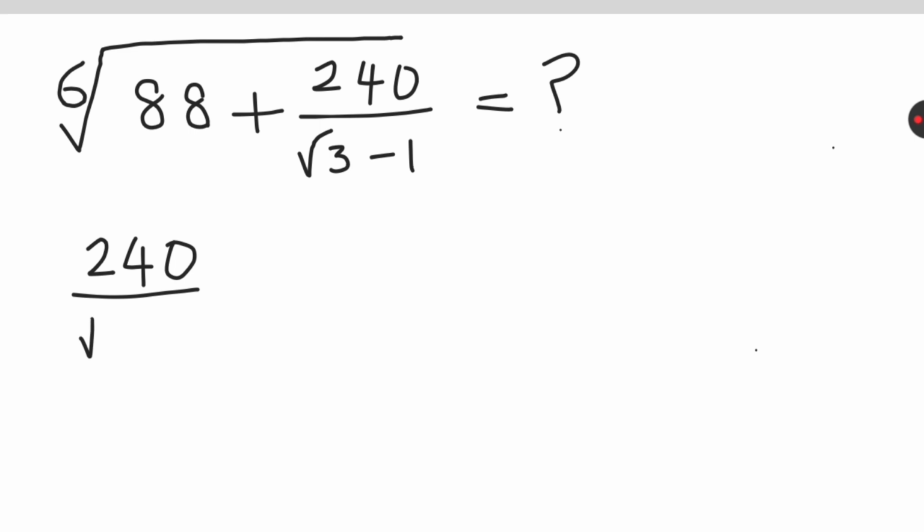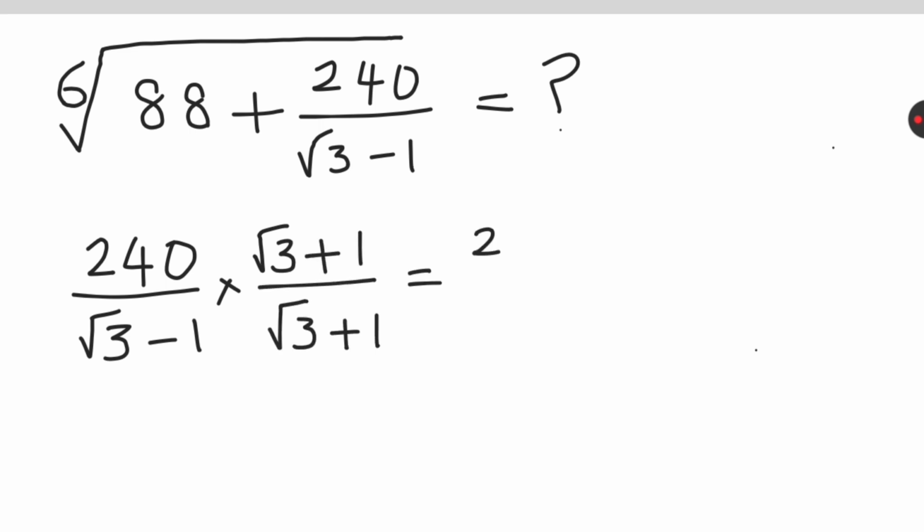In the denominator we have root 3 minus 1, so let's rationalize. In the denominator we have a minus, so I am doing it with a plus: root 3 plus 1 over root 3 plus 1. In the numerator, 240 times root 3 plus 1.